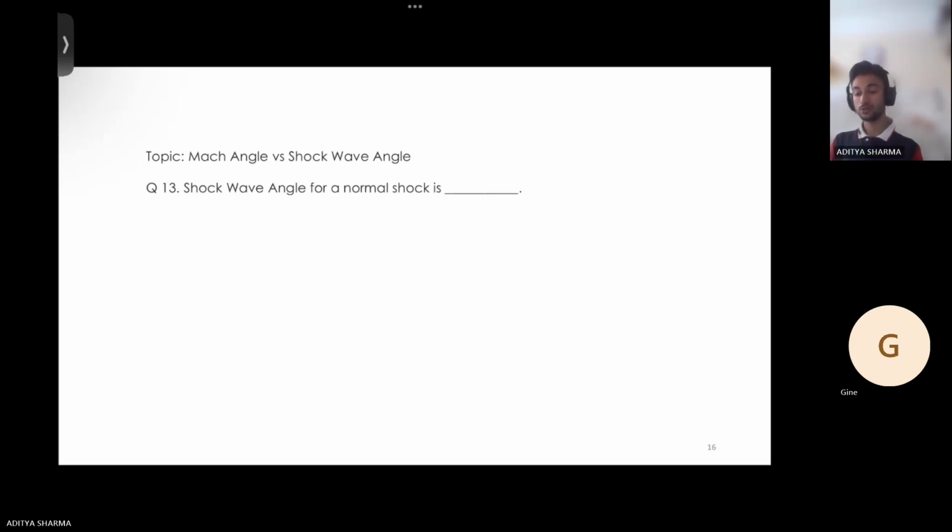Now moving on to next question. Shock wave angle for a normal shock is, okay. Yes, answer this. This is a nice question. I hope you know what a shock wave angle is, right? Beta. I'm talking about beta in case of oblique shocks. 90 degree. Yes. Great.